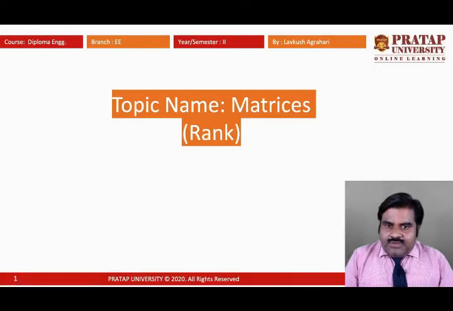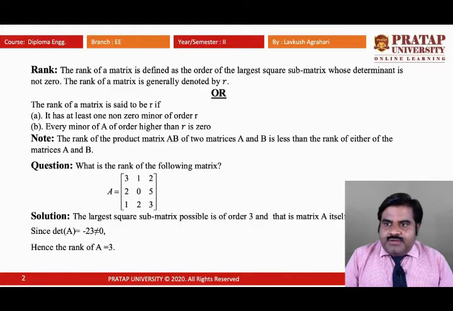Welcome students. In the continuation of matrices, today we are going to study the rank of matrices. The definition of the rank is: the rank of a matrix is defined as the order of the largest square submatrix whose determinant is not zero. The rank of a matrix is generally denoted by small r.